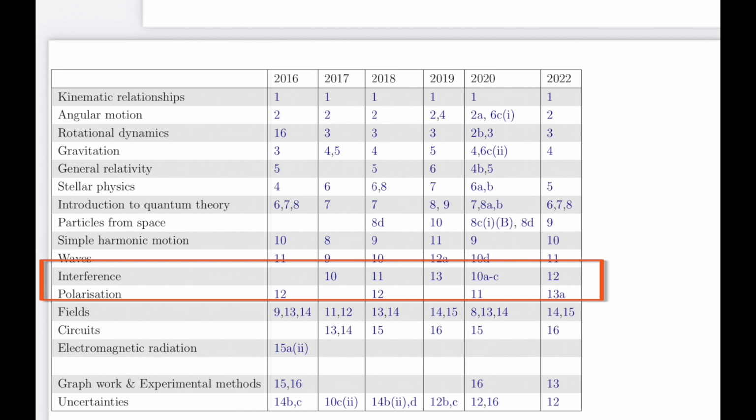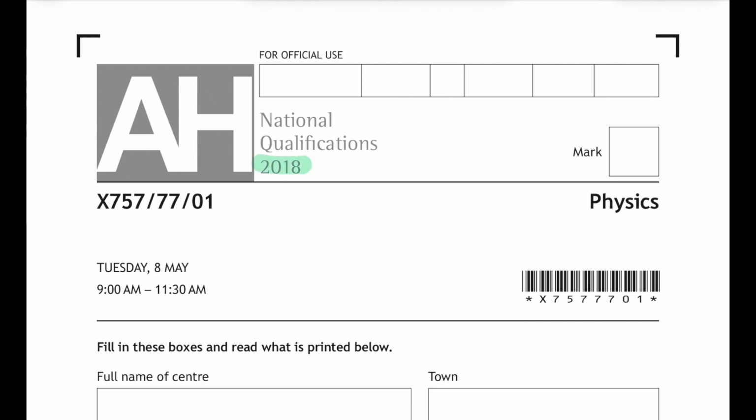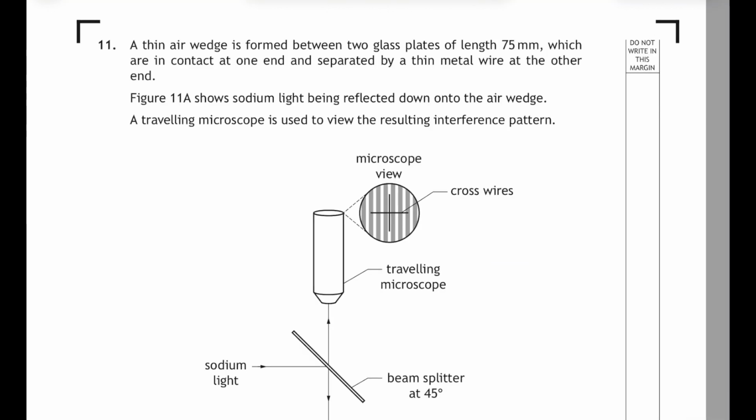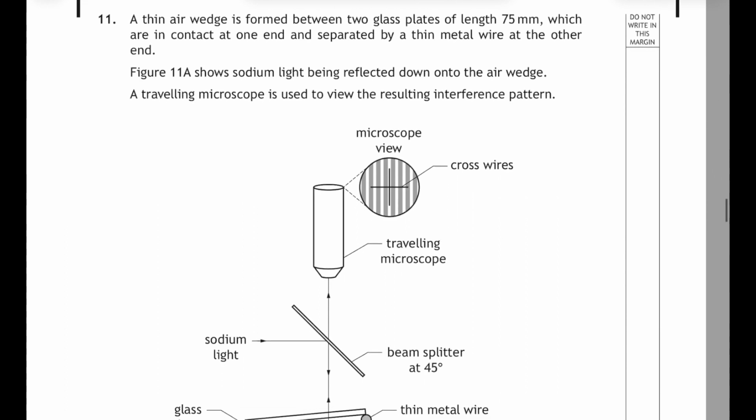And as usual, it's a good idea to have a go at the question yourself first and then come back when you're ready and we'll show you how we have gone through it. So, starting with 2018, this is question 11 and it's about an air wedge. A thin air wedge is formed between two glass plates of length 75mm, which are in contact at one end and separated by a thin metal wire at the other end.